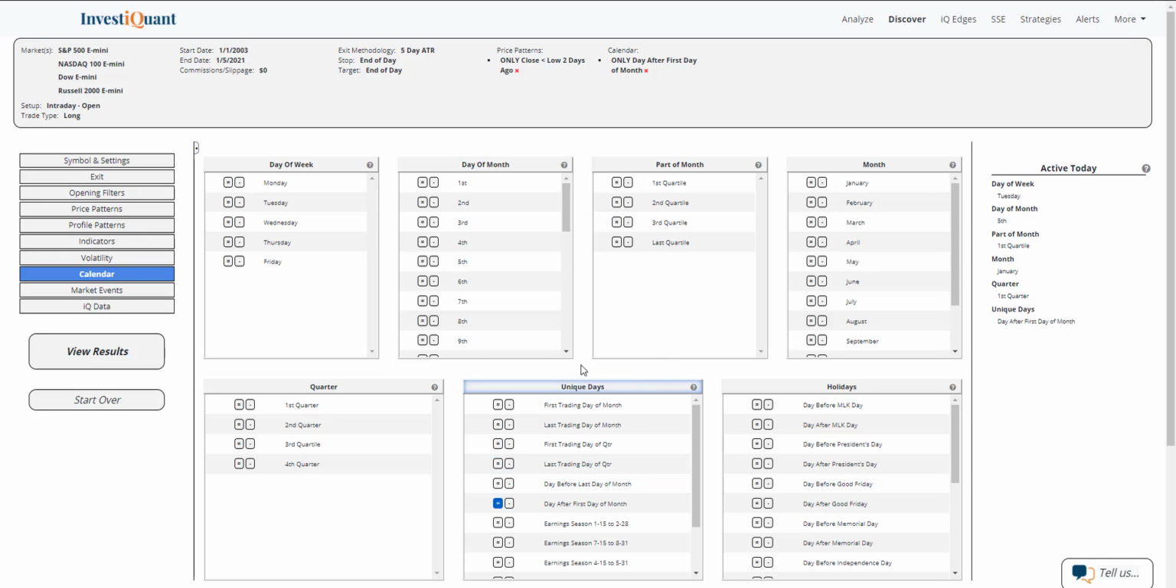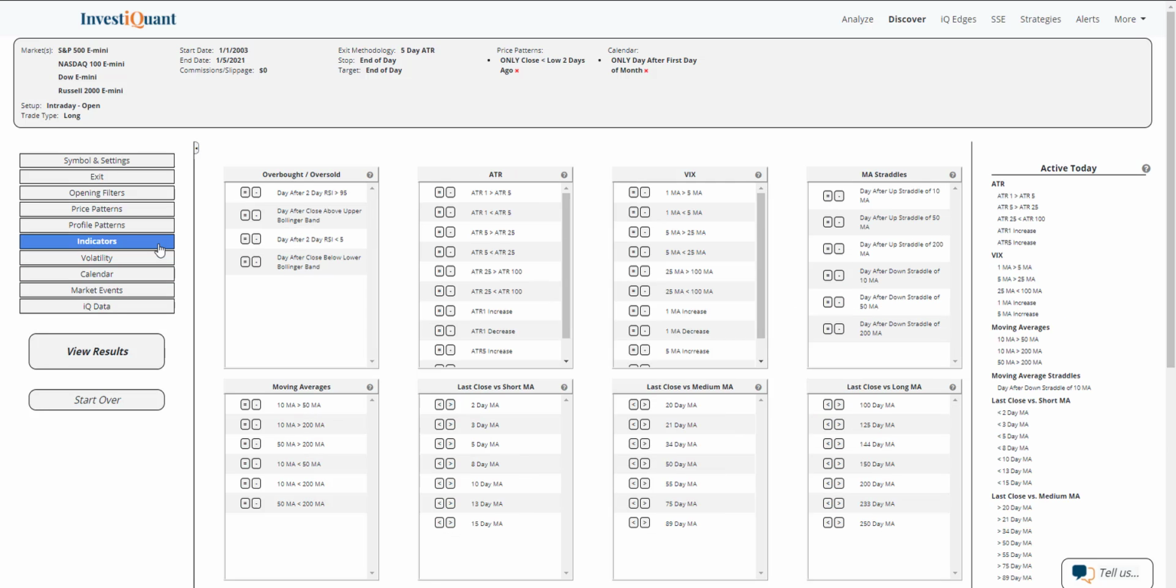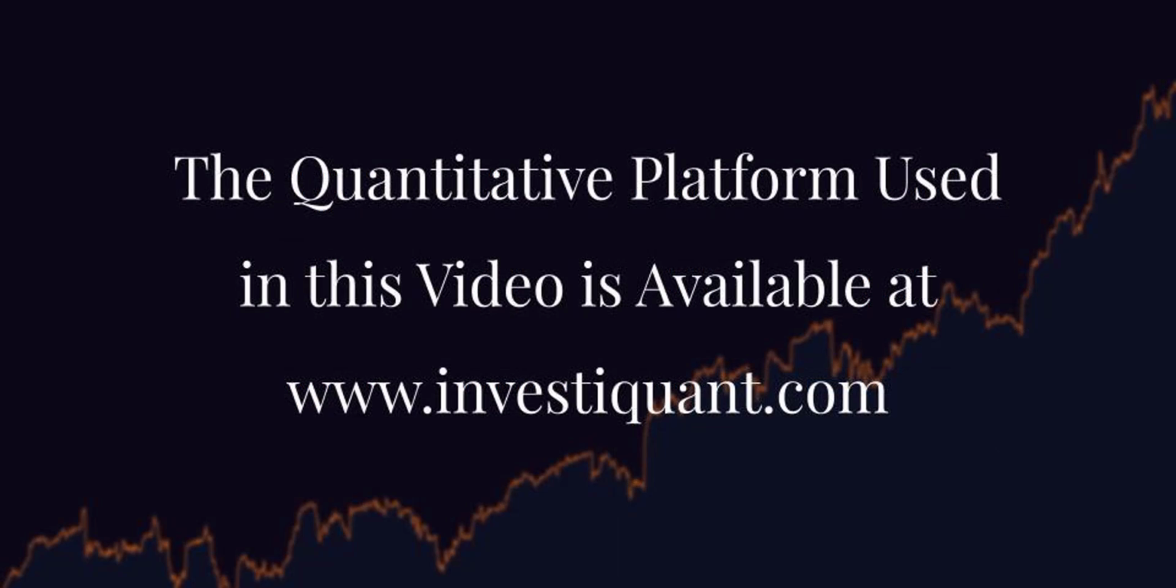And then lastly, I'm just going to put it above a 200-day simple moving average. I'm not going to get any more specific than that because we'll start running out of samples too quickly. So I'm adding above a 200-day simple moving average here, and now I can click View Results. All right, and here we go.